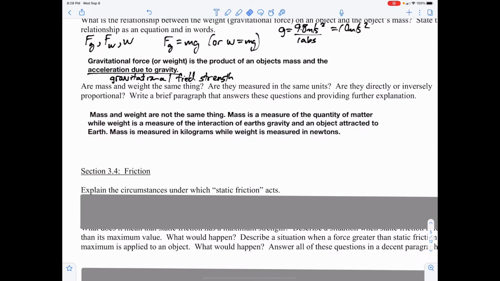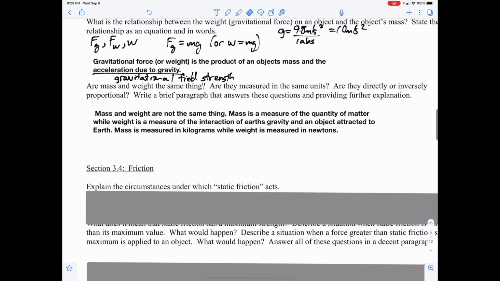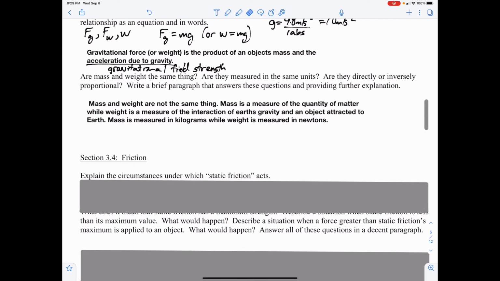Well, mass and weight are not the same thing. Mass is a measure of the quantity of matter. For all intents and purposes, mass is basically how big the object is, where weight is a measure of the Earth's gravitational attraction to an object. Mass is measured in kilograms, while weight, a force, is measured in newtons. You could say that they are directly related to each other, meaning the greater the mass, the greater the weight.